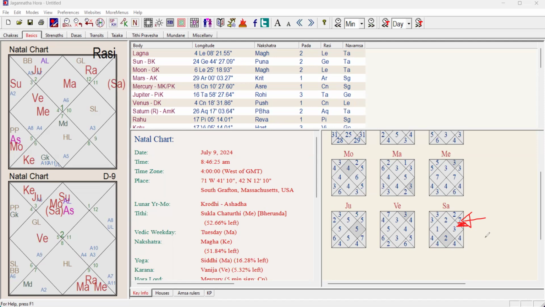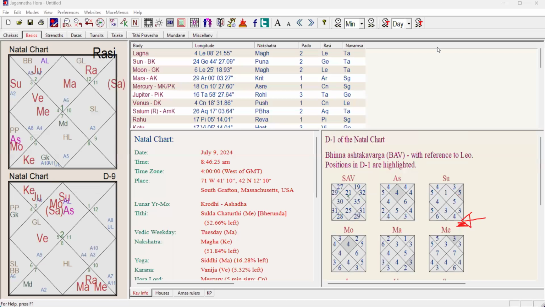No matter how bad the situation is right now in your life, no matter how messed up, Saturn will never harm you because he's giving you 7 points. And also the Sarvashtakvarga is 32. That means above the average.